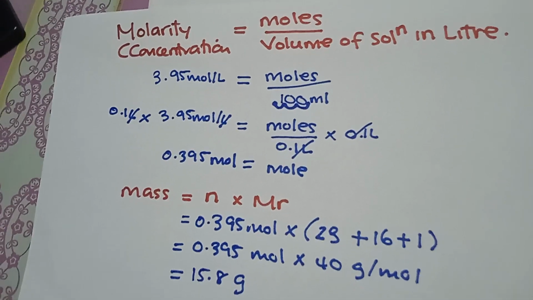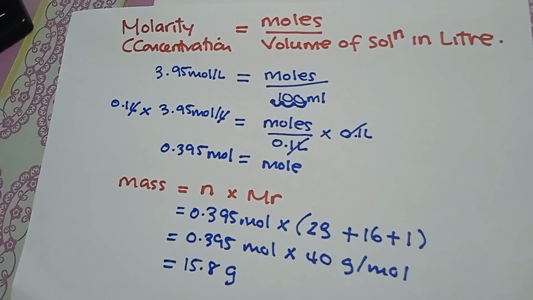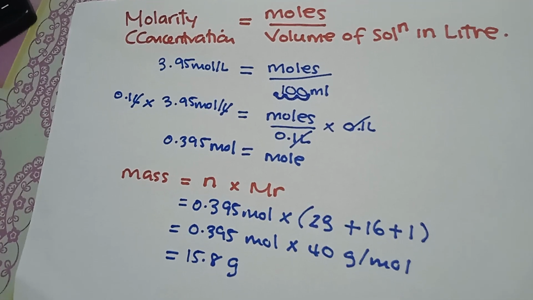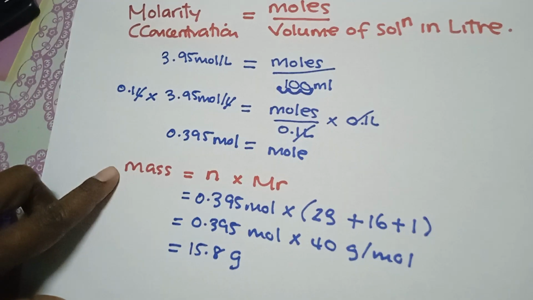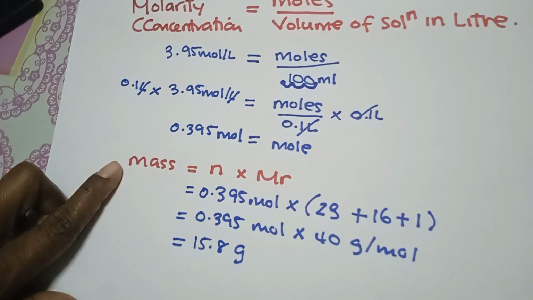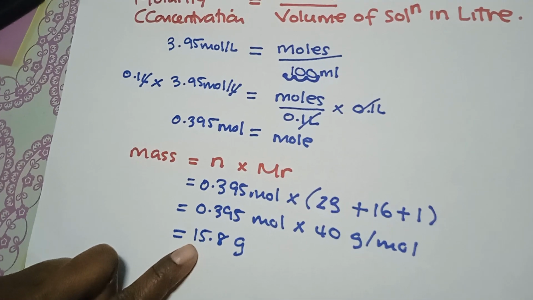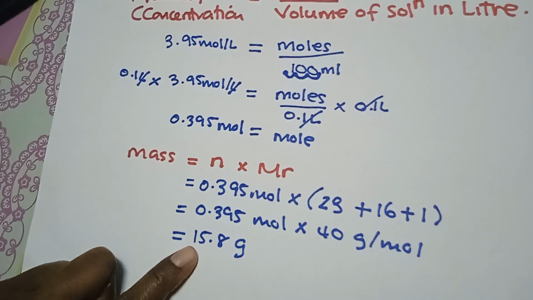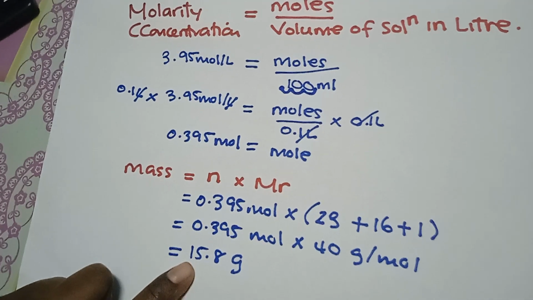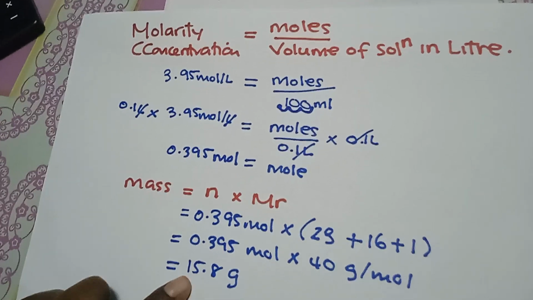So again, that's our working out. First of all, you use the molarity is equals to moles over the volume, and after you have gotten the mole, you then use another formula, which is this one. Mass is equals to the number of moles times molar mass, and you should get the amount of sodium hydroxide that is needed to be dissolved in 100 milliliters of water to prepare a concentration of 3.95 moles per liter.